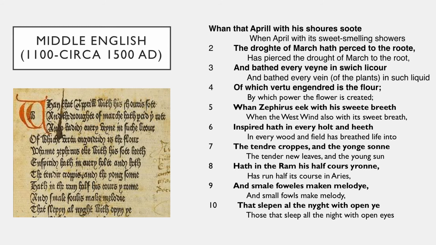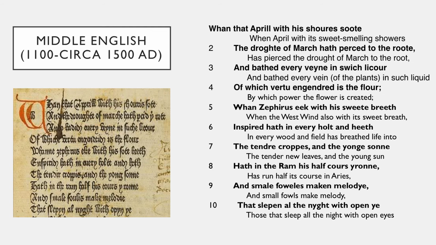Let's read the first 4 lines. When that April with the sure soorte, de droogte of March hath pierced to the roote, and baited every vein in sweet liquor, of which virtue and grandeur is the floor.